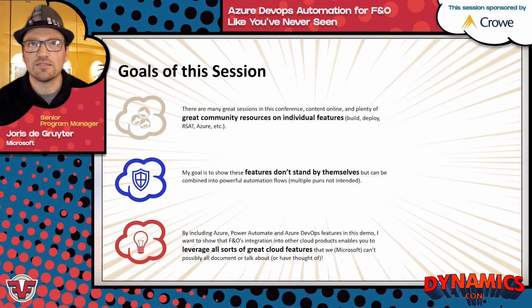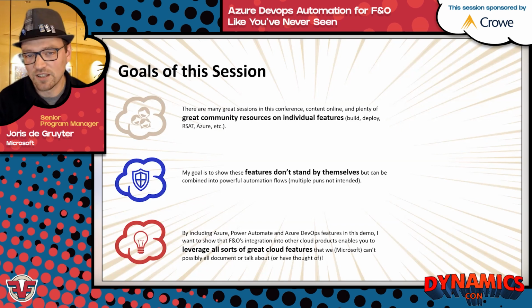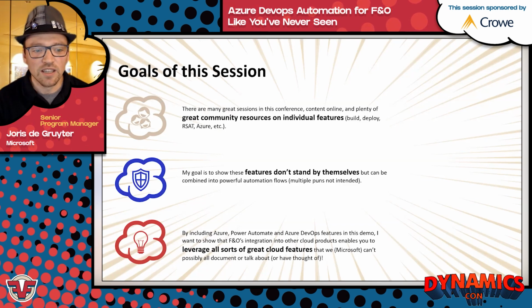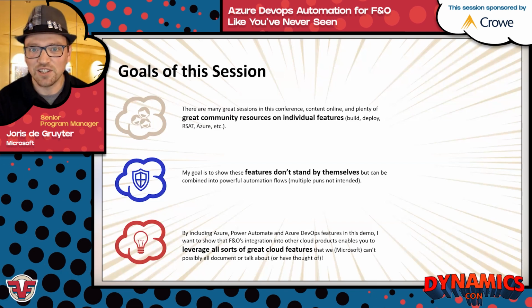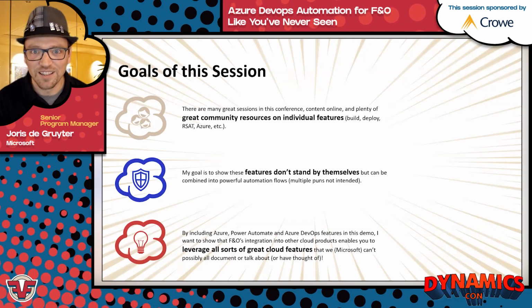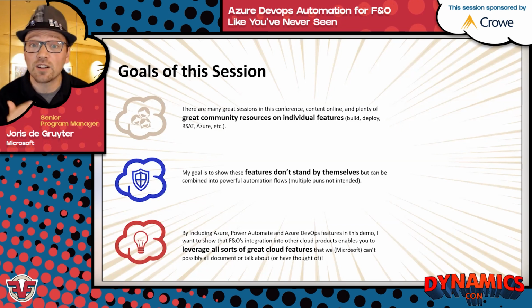The main goal here is to show you that we can't possibly document all the use cases for these features of F&O and automation, just because there will be too many. We're probably not going to talk about all of them. That's why this session is kind of unique. I don't think we've ever done this, and I actually had a lot of fun putting this together. But we've never really talked about putting all these things together outside of just the F&O realm.